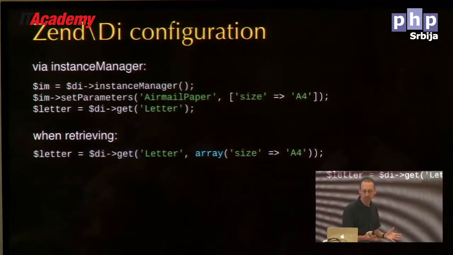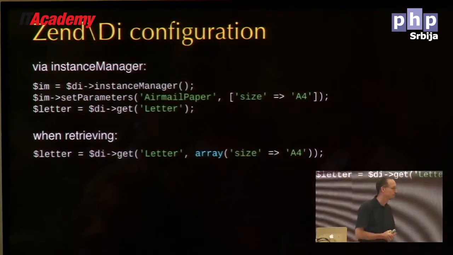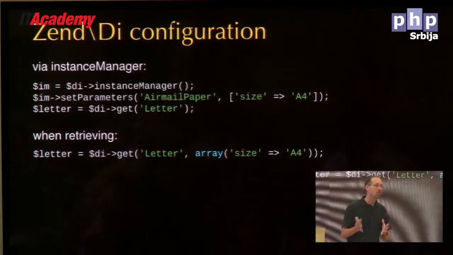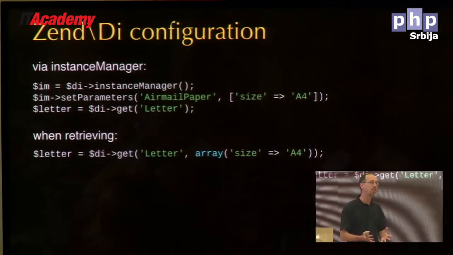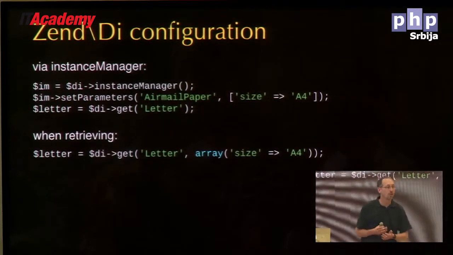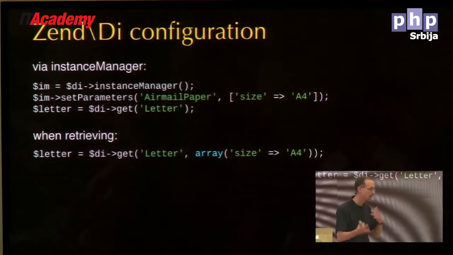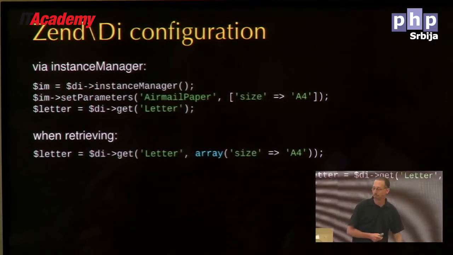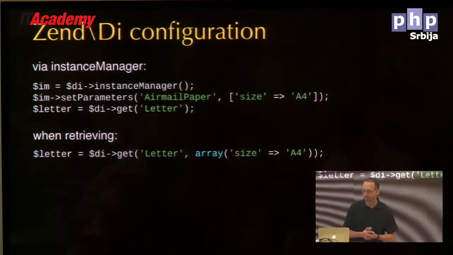Usage, of course, has not changed. Sometimes you might not know the size you need until you want to retrieve the paper. So again, you can pass it in as a parameter directly into get. And it will configure the rest for us. Yeah, it's quite clever. I quite like this.